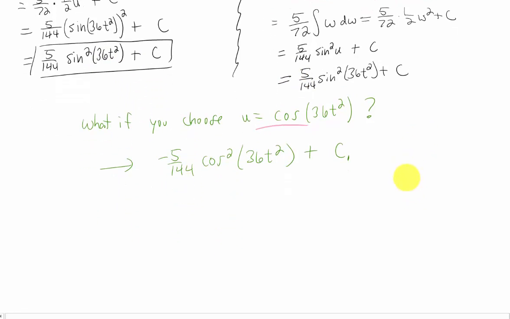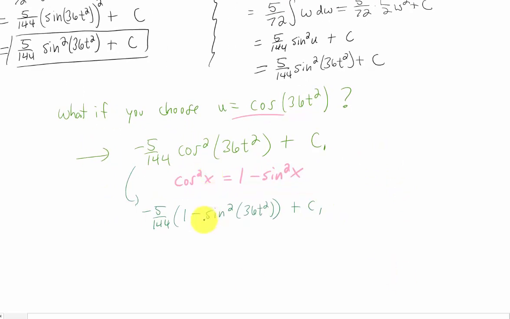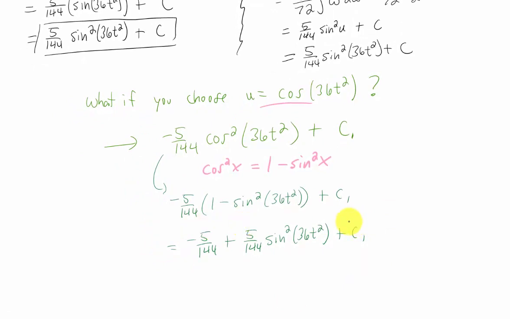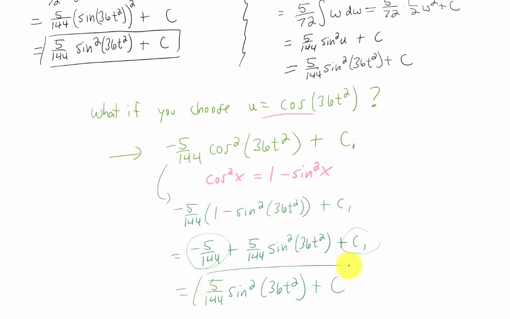But as it turns out, if we remember our trig identities, you'll remember that cosine squared is 1 minus sine squared. If we substitute that in for cosine squared and distribute this negative 5 over 144 through the parentheses, we get this here as our answer. And you'll notice that some random constant that we don't know plus some other constant that we do know add up to some other constant that we don't know. So we can just go ahead and call this 5 over 144 sine squared of 36t squared plus some constant we don't know. And that answer there looks shockingly familiar.